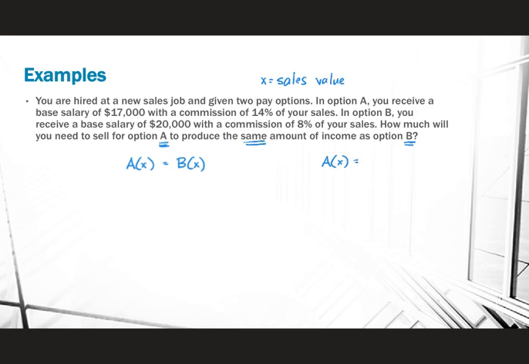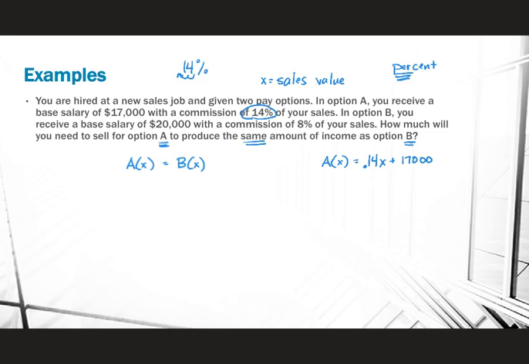So A of x, I get a base salary of 17,000, so that's going to be my b value. And then 14%, that's my rate. Now the difference is when we work with percentages in math, we never work with the percentage number. Always change it to a decimal, by taking the decimal place and moving it back 2 places. So this is actually 0.14x.